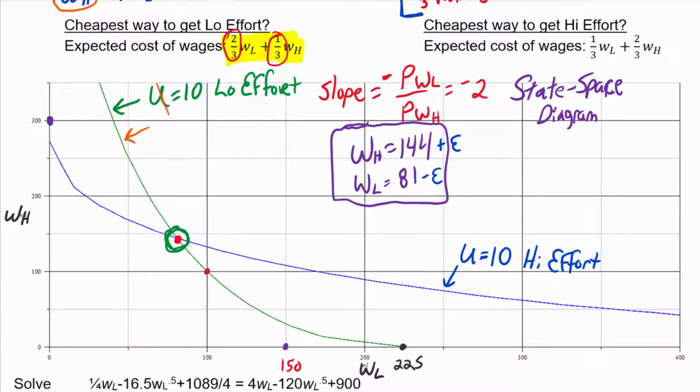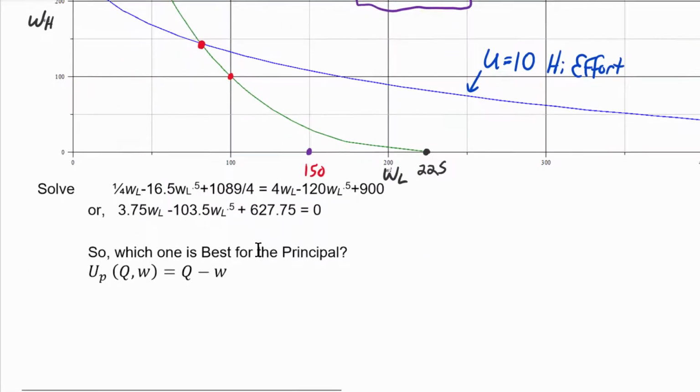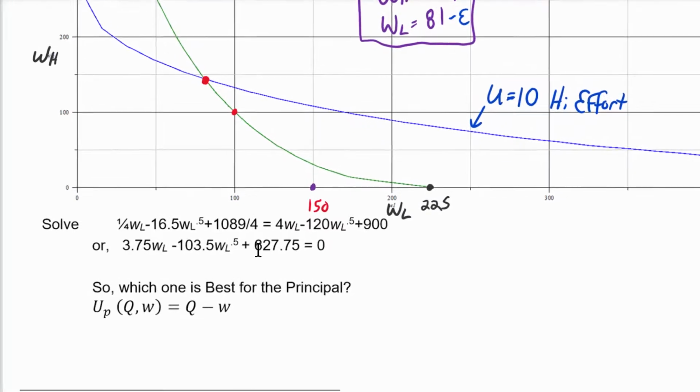And given the slope of that isocost line, that is going to be the minimum cost solution as well. So now let's take the last step. Now that we know the contracts that we would need to set up in order to get this person, in the case of uncertainty where we can't monitor their effort, to give low effort and give high effort, which one's the best one for the principal?